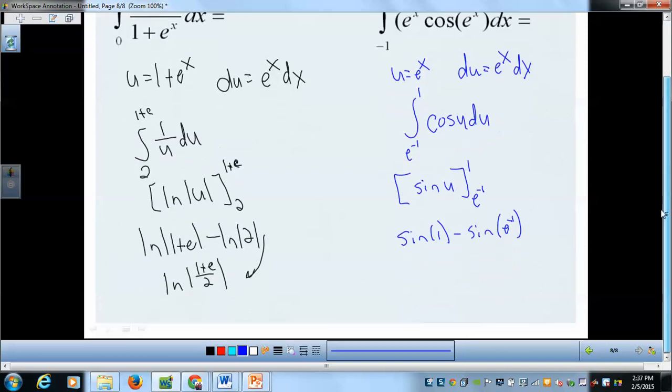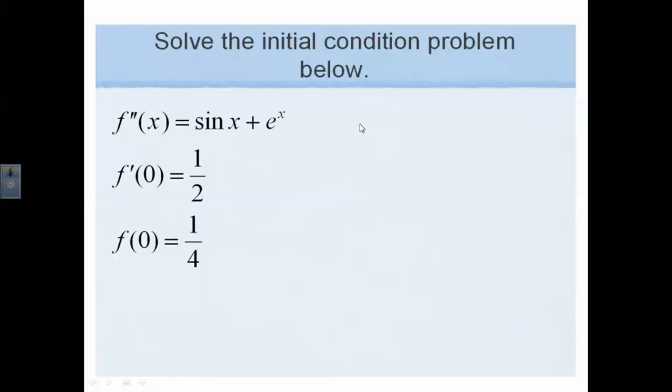Just know too that once again, you might see it written like this if you're checking your answers, or it might be sine of 1 over e, something to that effect. All right, so moving right on along.